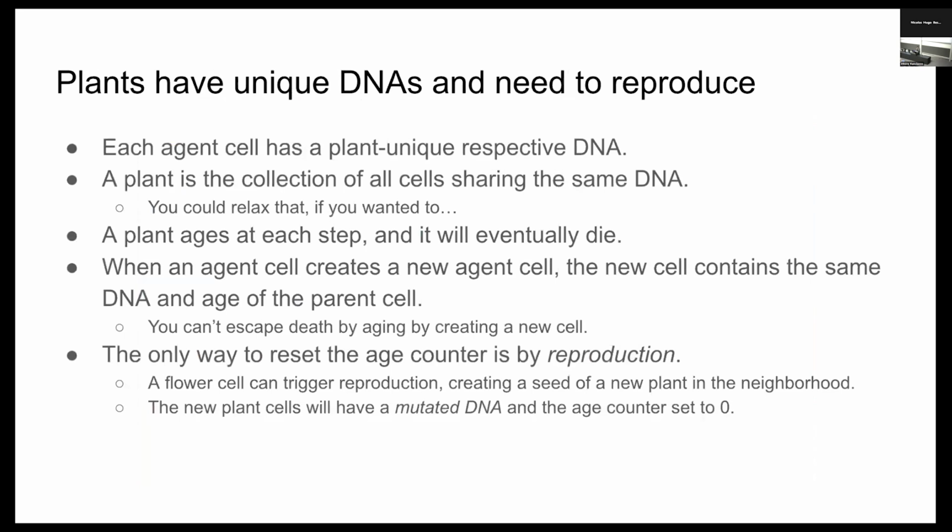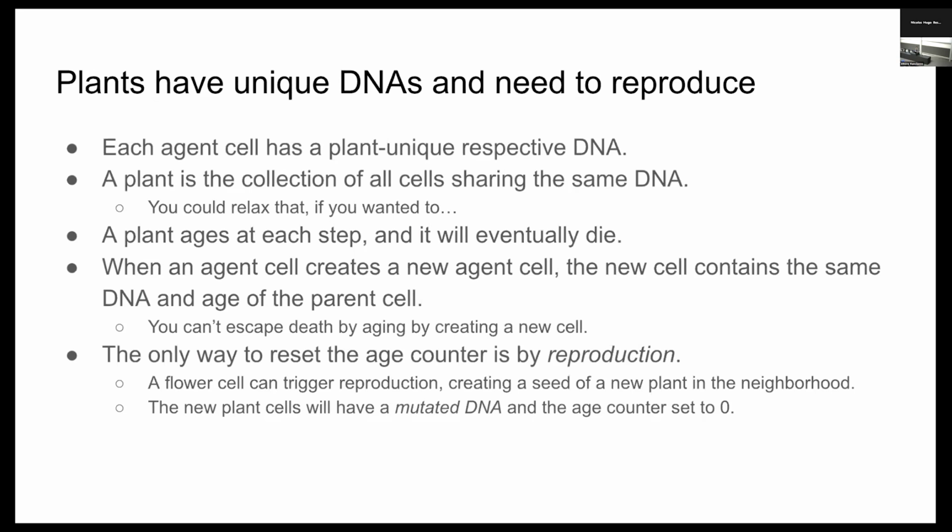So I was saying that plants have unique DNAs and they need to reproduce. First of all, each cell has a unique respective DNA. So we've got this distinction where every single cell is unique, but they share the DNA with all the cells in the same plant. So a plant is a collection of all cells sharing the same DNA. By the way, you can relax that. If you don't like that, you can have different DNA for the same plant.